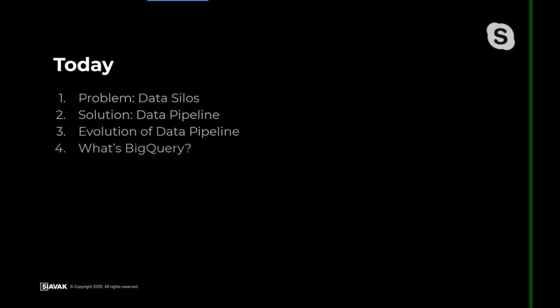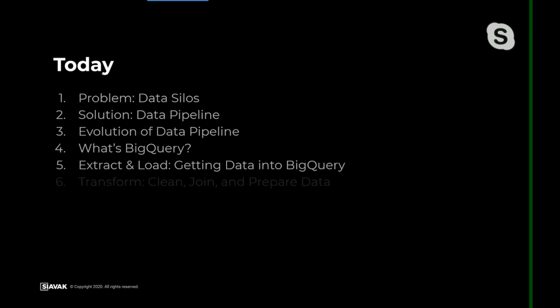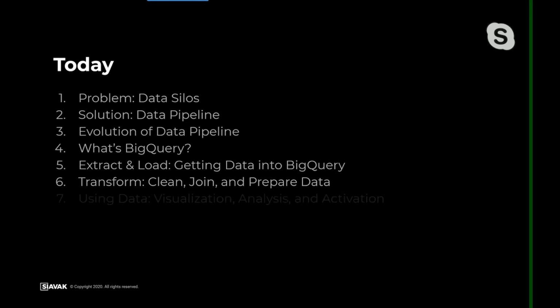Then when we see what a data pipeline is and how BigQuery is involved within, I'm going to talk about BigQuery itself. What is BigQuery? What are the benefits of it? And then how can we extract and load data into BigQuery? And once the data is inside BigQuery, how can we transform it, clean it, join it, prepare it for the use cases? And the use cases, once data is cleaned, prepared, and we have it ready, we can use it for visualization, analysis, and activation.